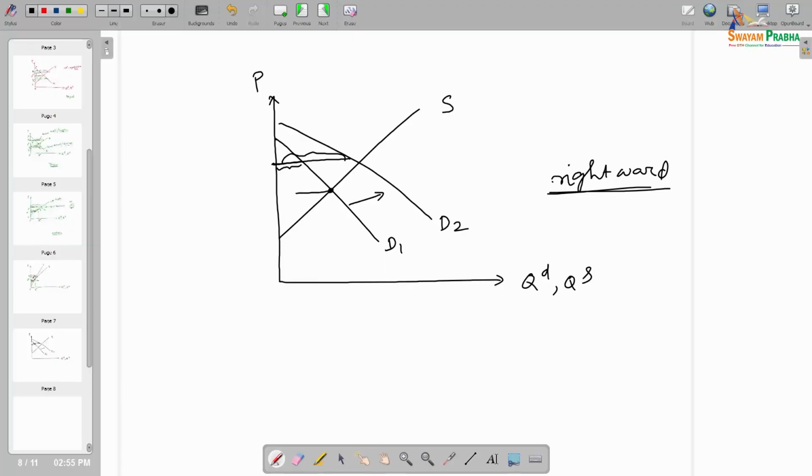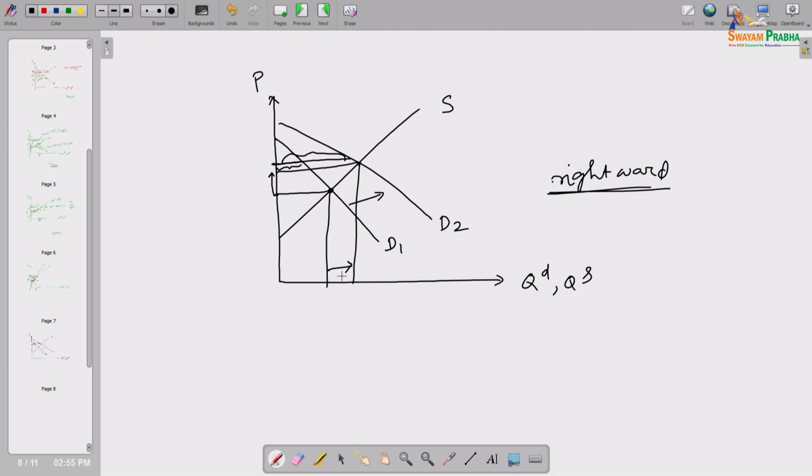For this particular case, this was the equilibrium price earlier. Now, due to the sudden heat wave, this is the equilibrium price. So, what is happening? Equilibrium price is going up from this level to that level, and equilibrium quantity is also going up from this level to that level.